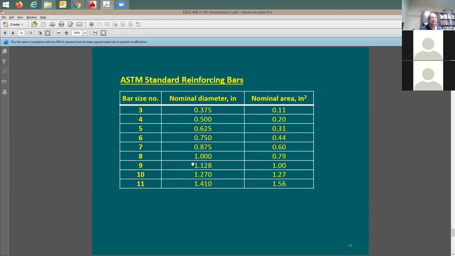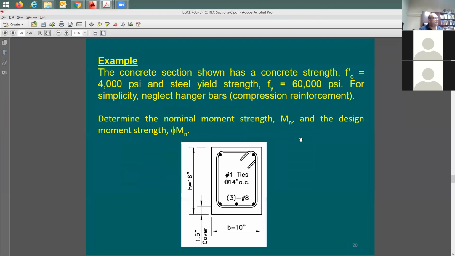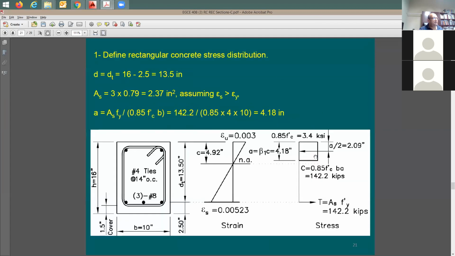Don't try to say pi times 1 squared divided by 4 to find this cross-section area. Please don't do it this way. You just read it off this table, because the other way is going to give you a different answer. So we're looking here at A sub S, and A sub S is going to be equal to 3 times 0.79, that we just read off the table. It's going to be 2.37 square inches.